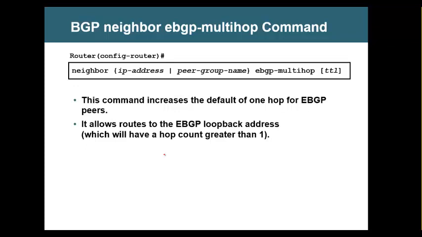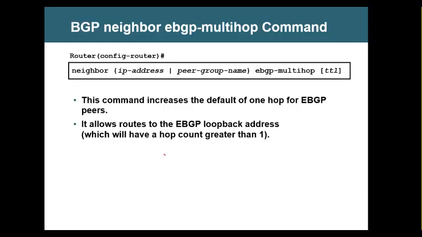Time to live for what? Incoming or outgoing? It is not for incoming, it is for outgoing. So we tune the outgoing TTL value by using this command, EBGP multi-hop. The default TTL value is only 1. As a result, the neighbor address that you configure needs to be seen in the routing table as directly connected.